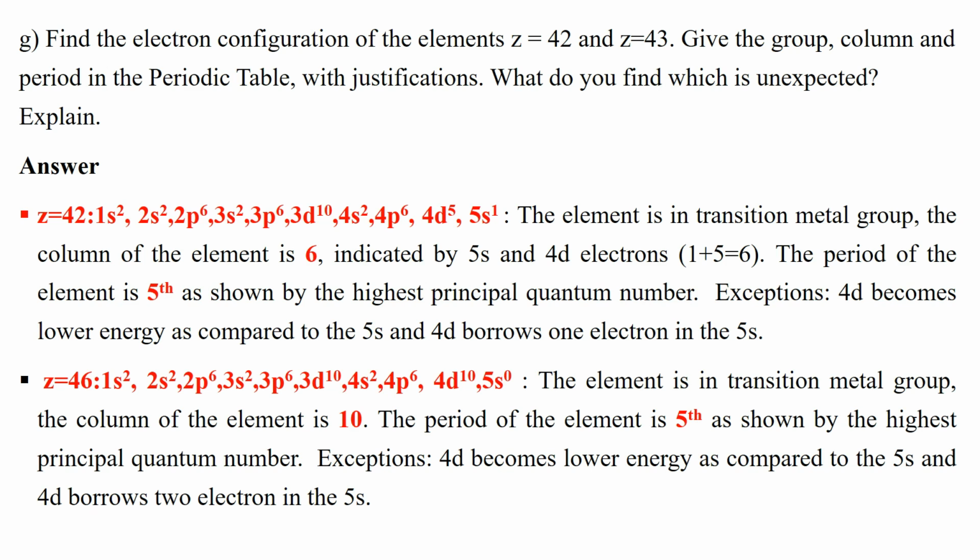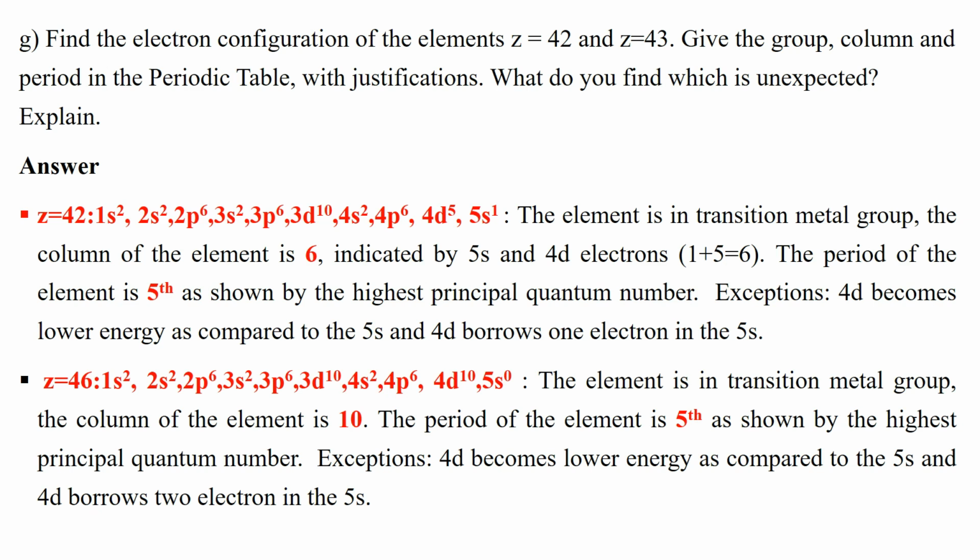This is Z is equal to 42. So this is the electronic configuration. The element is a transition metal. The column of the element is 6, indicated by 5s and 4d electrons, because when it is a transition metal, we combine 5s and 4d electrons. 1 plus 5 is 6. The period of the element is the fifth, as shown by the highest principal quantum number, n equal to 5s. You can see 5s, meaning n is equal to 5.